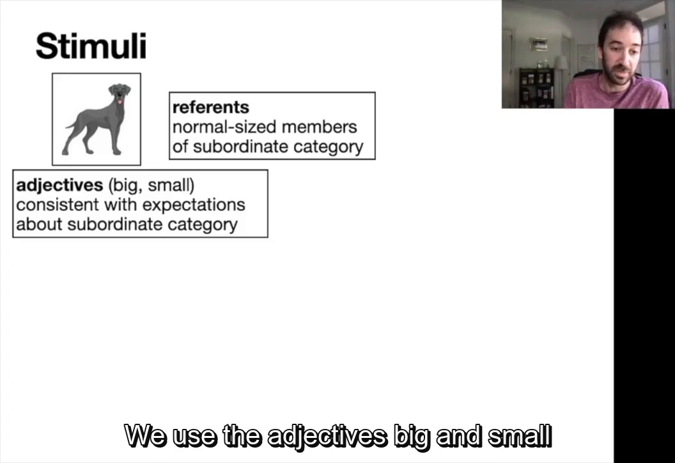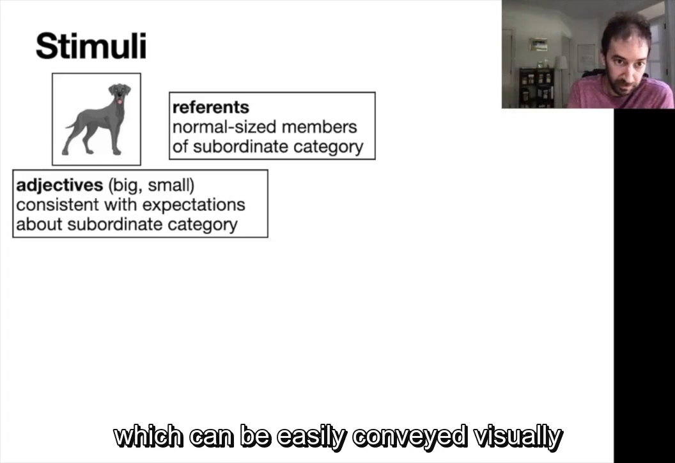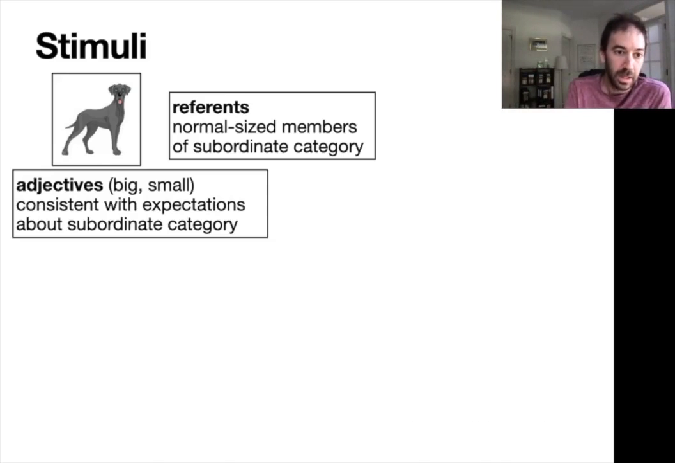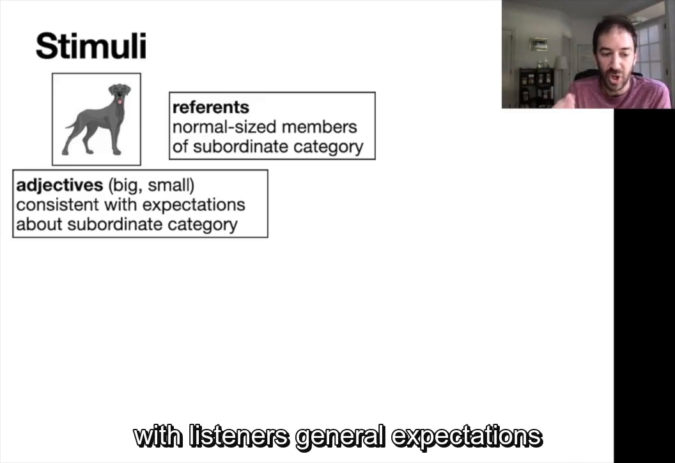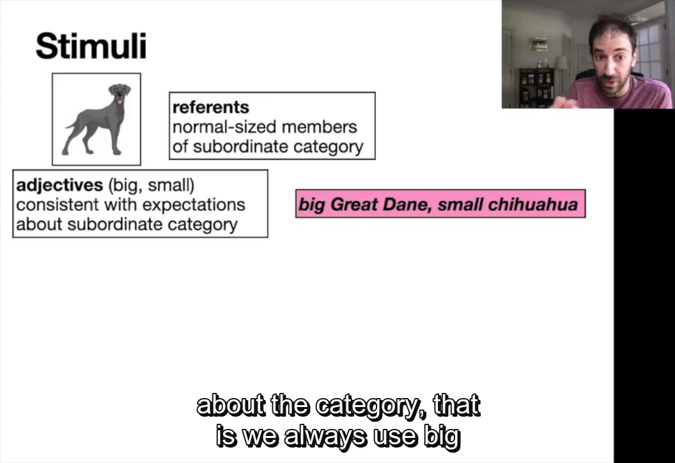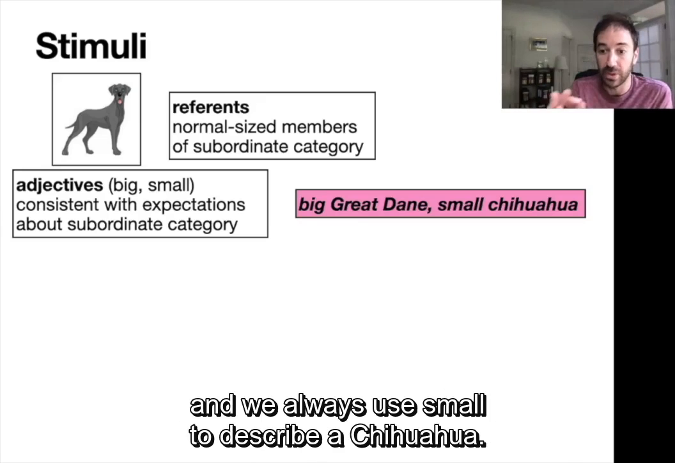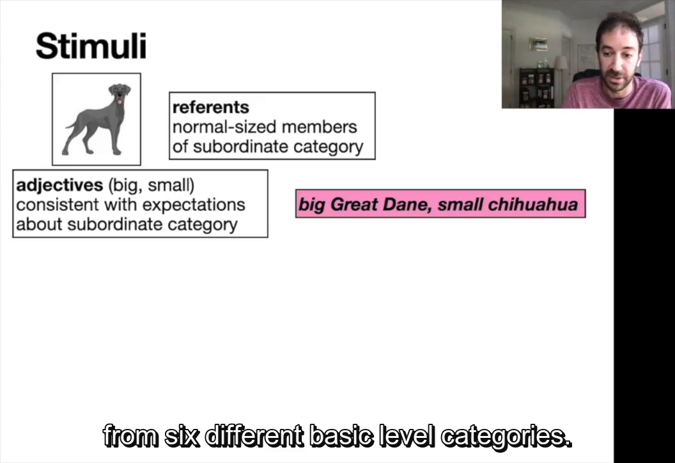We use the adjectives big and small because they describe size, which can be easily conveyed visually. And we always use the adjective that is consistent with listeners' general expectations about the category. That is, we always use big to describe the Great Dane, and we always use small to describe a Chihuahua. And there are 6 other sets of referents from 6 different basic level categories.